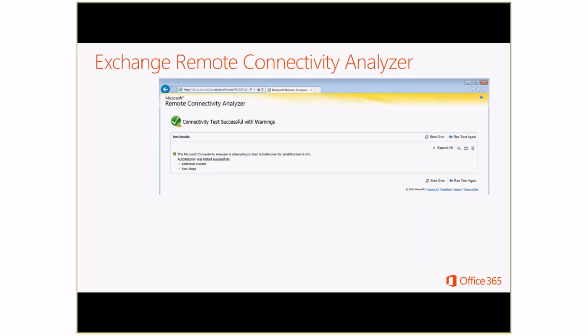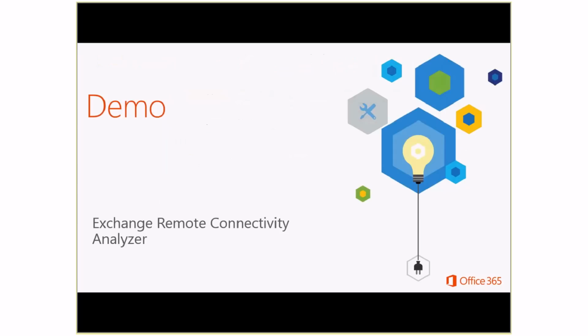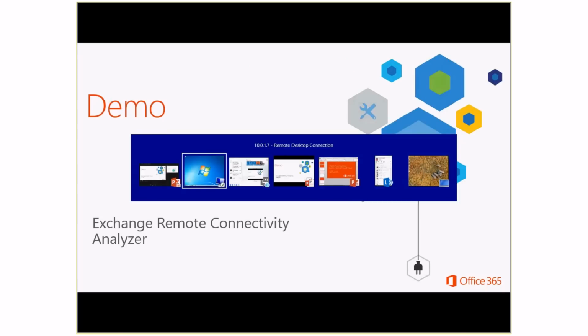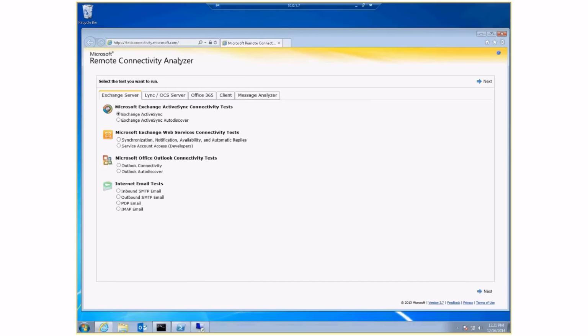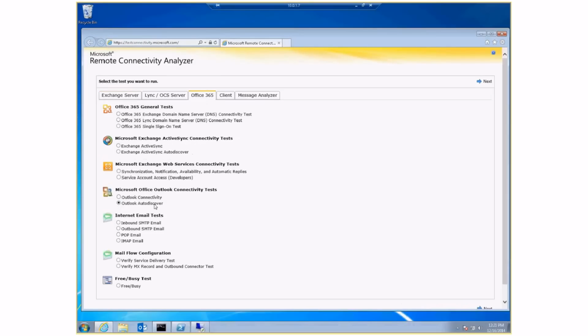We're going to do this real quick so you can see what a failed test looks like and some of the information you can get out of it. So I'm just going to bounce back over to my client and go to exrca.com. That is a shortcut URL. The full URL is actually testconnectivity.microsoft.com. exrca is a little bit easier to remember. So I'm going to do an Outlook Autodiscover test.